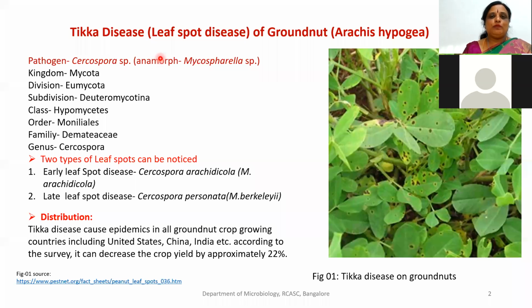As I was mentioning, Cercospora species cause a disease called Tikka disease. It's also called what? Leaf spot disease. Why is it called leaf spot? Because on the surface of the infected leaves of these groundnuts, you can find necrosis, that is, blackish or brownish spots on the surface of the leaves. Based on the symptom, this disease is also named leaf spot disease.